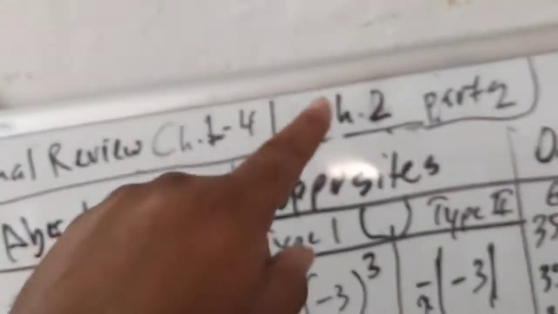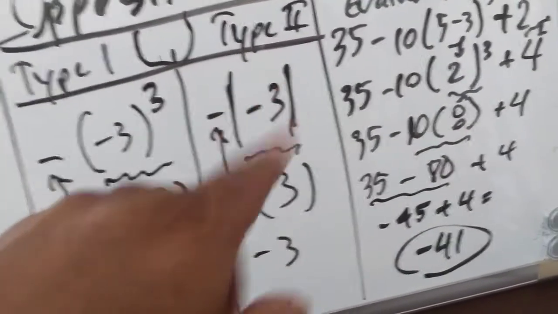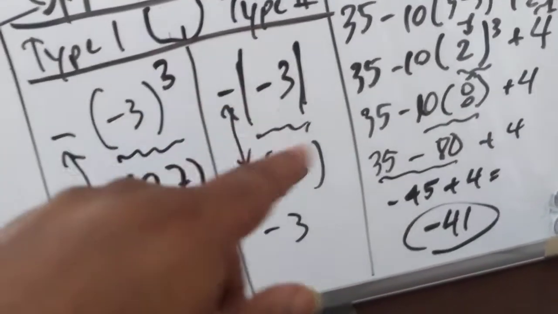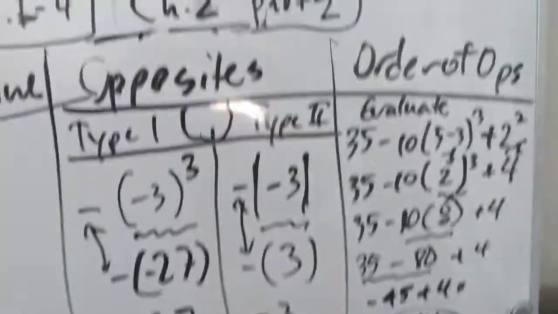That's why we're talking about chapter 2, because you have to really watch your signs. Look at this one. This is the opposite of the absolute value of -3. The absolute value of -3 is positive 3, but this negative here makes it -3 again. So you have to watch your signs on this.